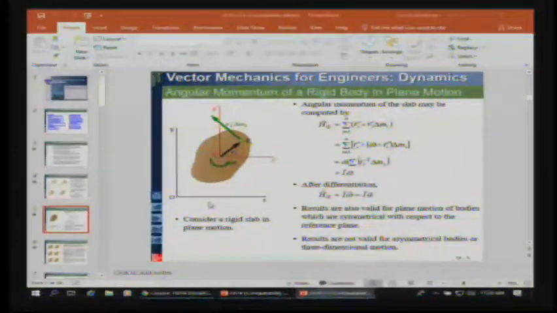Okay, so the results are valid for plane motion of bodies which are symmetrical with respect to the reference plane. It's just my slab of potato. And the results are not valid for asymmetrical or three-dimensional bodies. Once again, it's the same idea, we just need lots more equations.